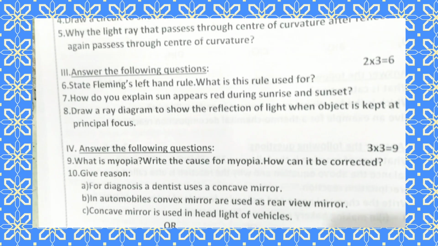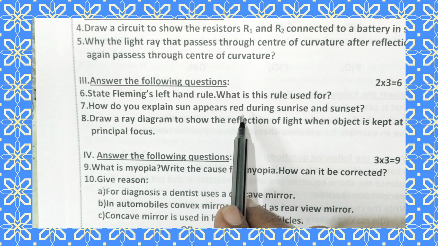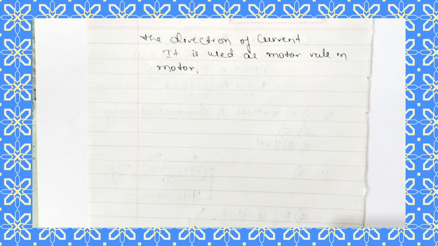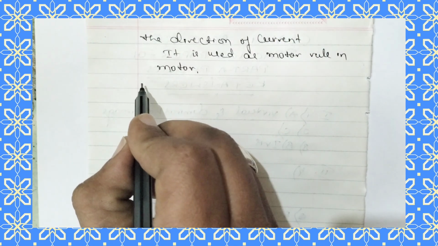Next, let us move for question number 7. How do you explain sun appears red during sunrise and sunset? So this is question number 7.